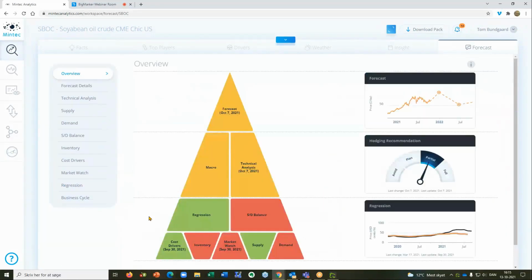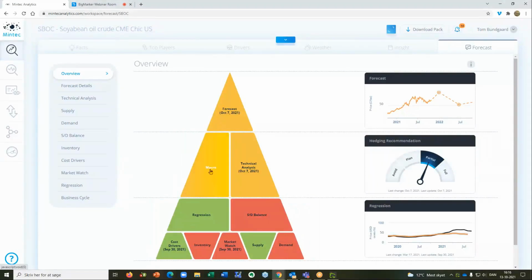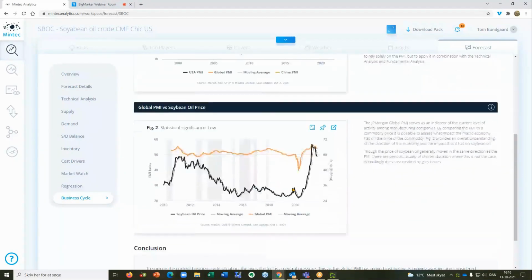So already here with all of this, we get a solid understanding of what the fundamentals are right now and what is the conclusion of the fundamentals. But then I need to understand the macroeconomy as well. So I'll click on the macroeconomy.